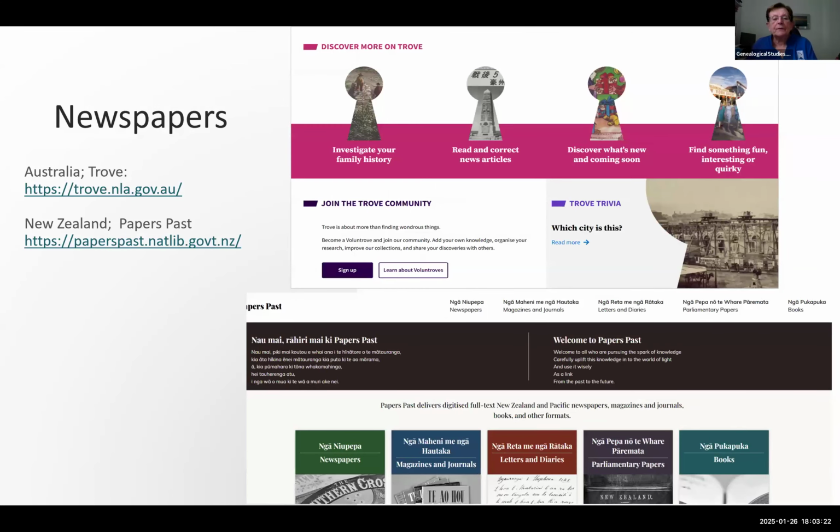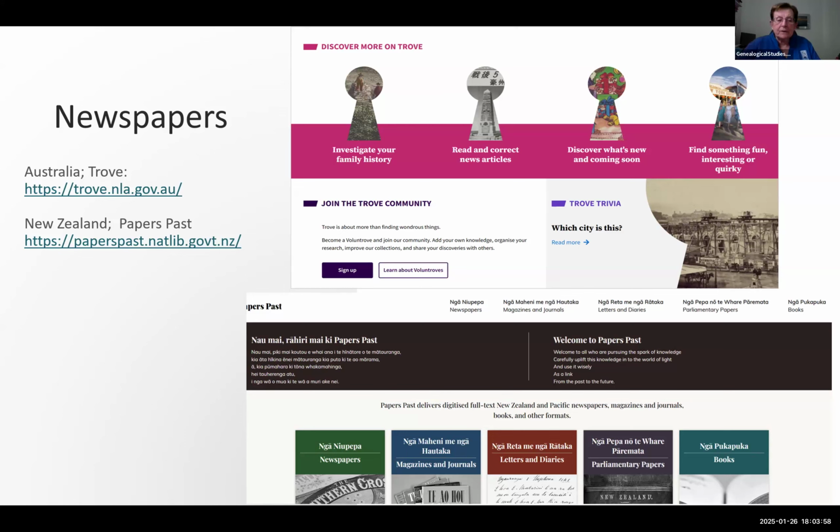What else can we look at when we're reviewing Australian information? Newspapers. The National Library of Australia has Trove, a brilliant website full of newspapers from around the whole of Australia. They are always scanning and digitising more newspapers. It's a fascinating website to go and look at.